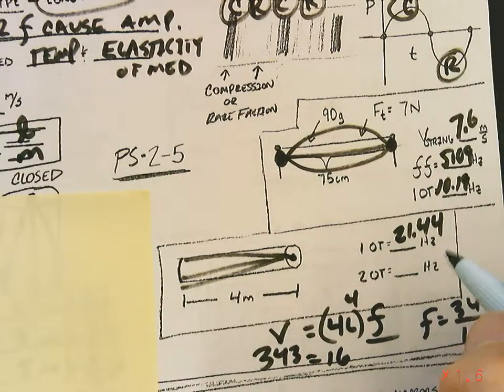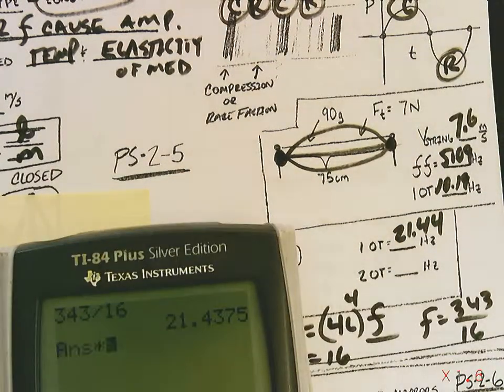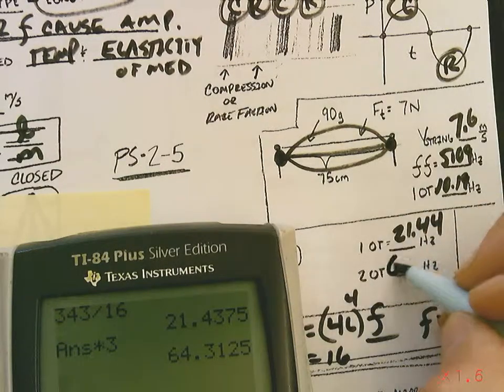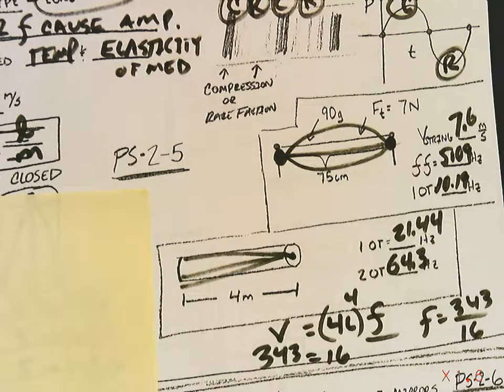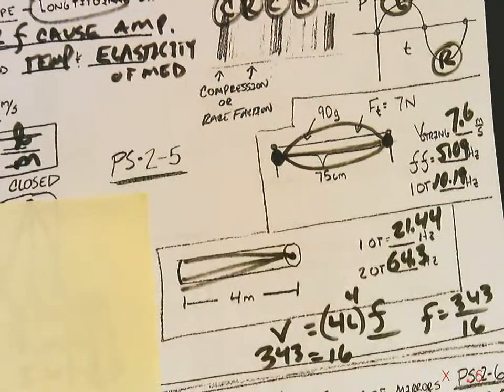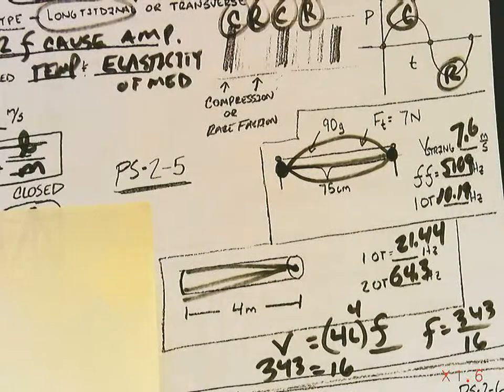That's the first one, and then the second overtone would be the same as the third harmonic, so if I just multiply that by 3, I get 64.3. And then it would go up to 107.9, but whatever, you don't really need to know that. So that was sound, and that's 10%.